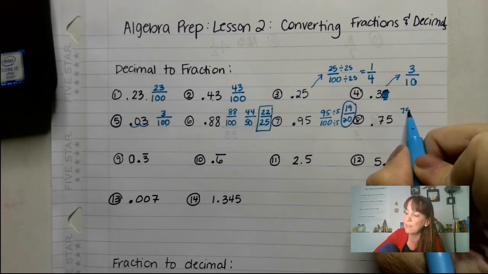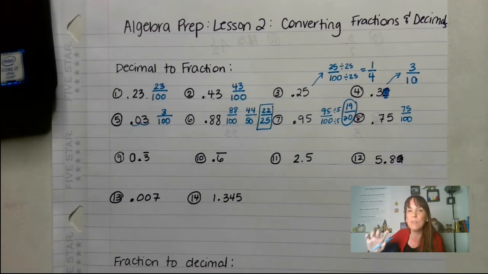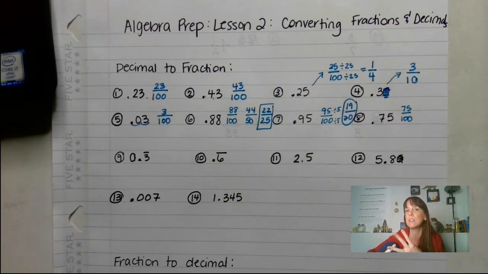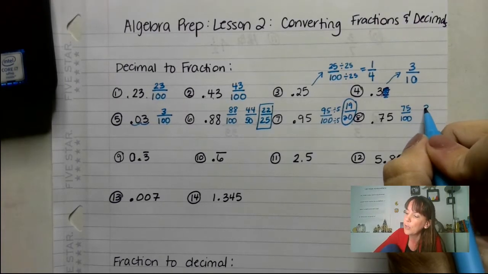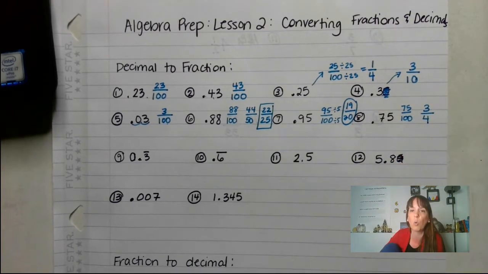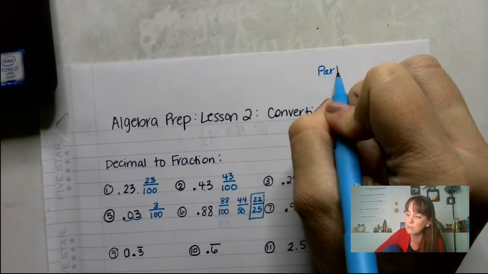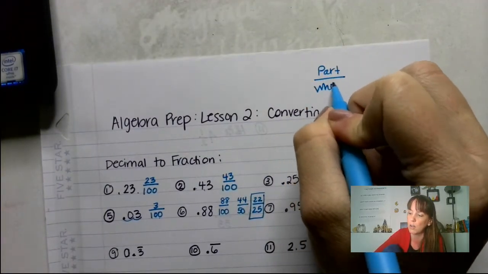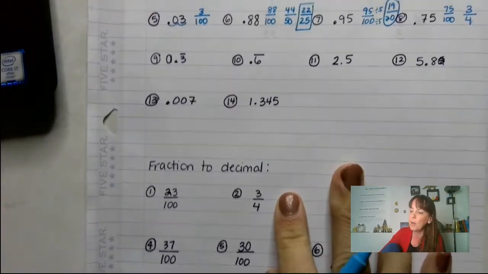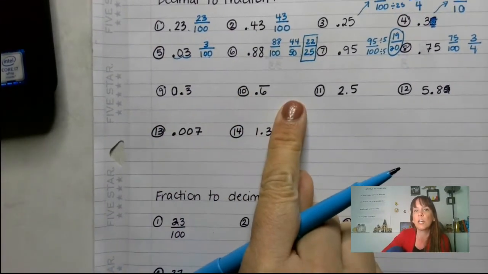0.75 is 0.75. Now, I love it when it's 75, 50, and 25 because those are just like quarters. And if you have 75 cents, you have 3 out of 4 quarters. Remember, fractions are just part of the whole thing, part over whole. That's all a fraction is.